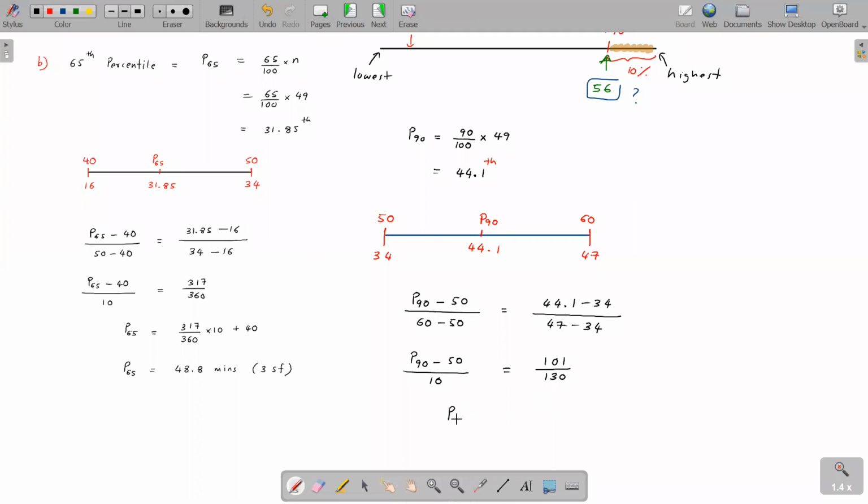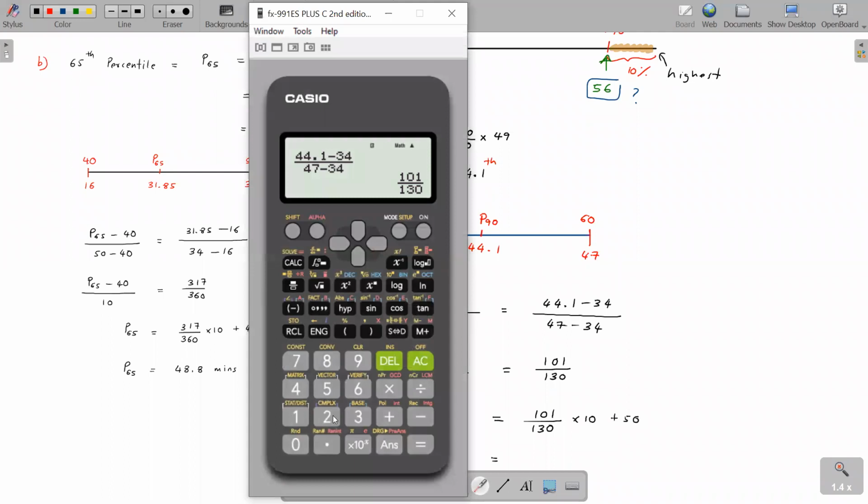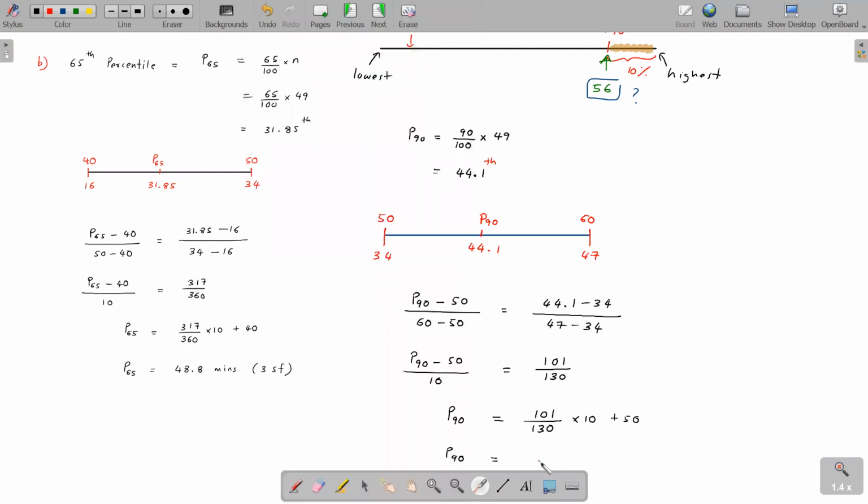So then let's make P90 the subject. P90 equals 101 over 130, you multiply by 10, and then the minus 50, you take to the other side as plus 50. So let's get the real P90 value and see whether it matches the 56 that they claim. Is this true? So 101 over 130 times 10, and you add 50. Let's check whether this is correct. So we get 57.76. The 90th percentile is 57.8 minutes, corrected to 3 significant figures.